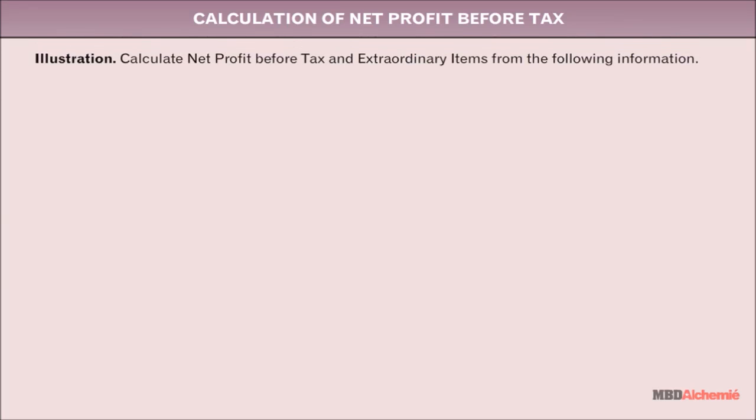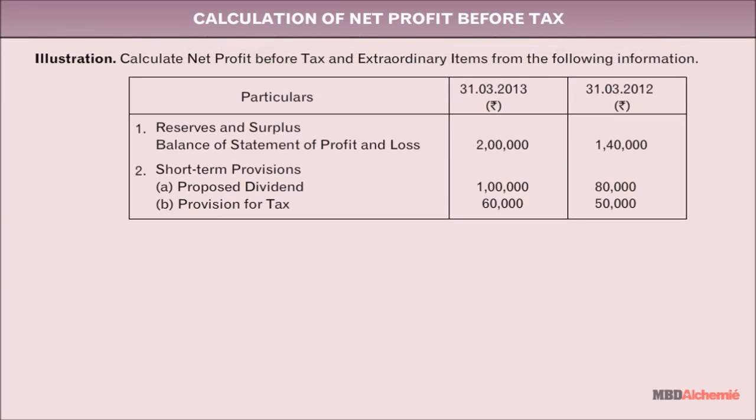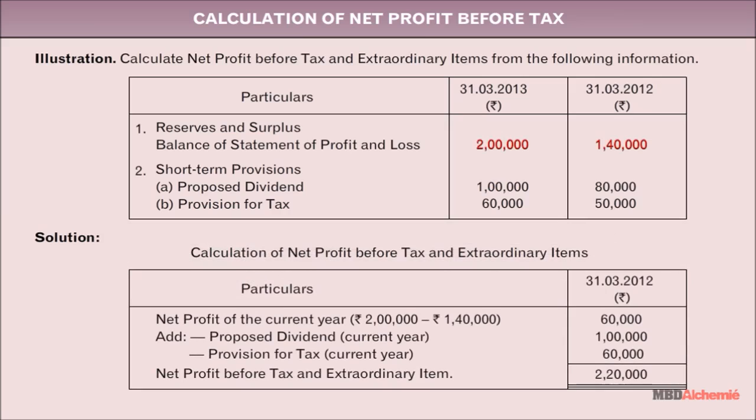Calculation of net profit before tax. To do this, we need to add tax and other extraordinary items at the end of the financial year. This means in the net profit of the current year, proposed dividend and provision for tax is added.